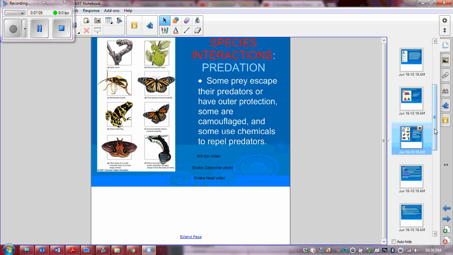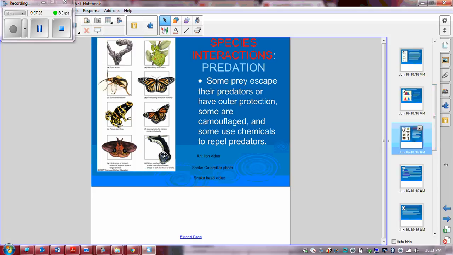So if you look in the fine dust around the bases of bushes and things like that and you see a little cone-shaped depression, there's usually an antlion in that area. So they're really cool, and the video will explain to you what antlions do. The snake caterpillar, one of my favorites also.